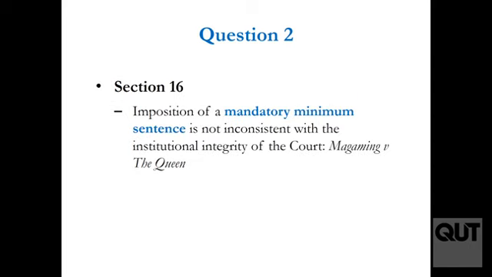And Section 16 imposes a mandatory minimum sentence. In Magaming, the court held that that was not inconsistent with the institutional integrity of the courts. And it does not involve the imposition of an arbitrary sentence. Okay, so that's the first piece of legislation.